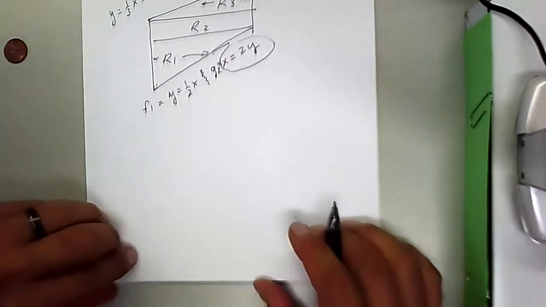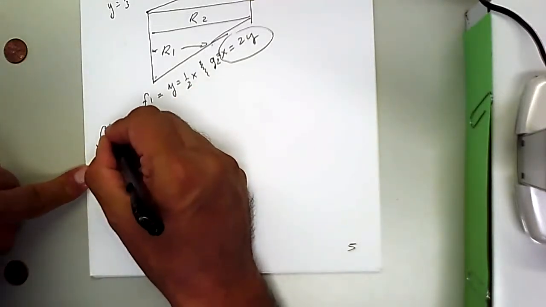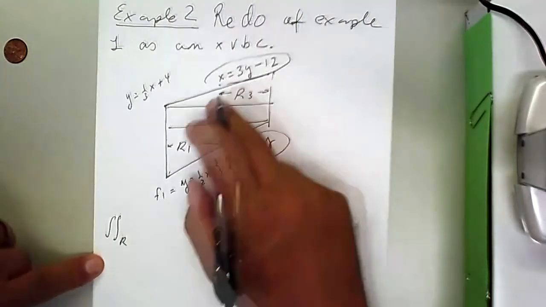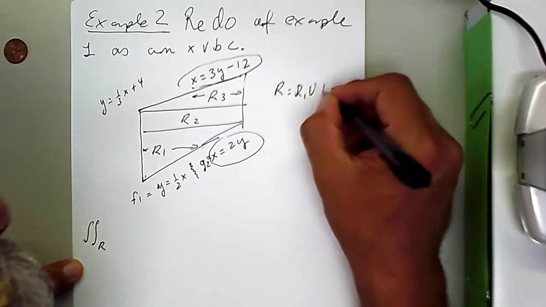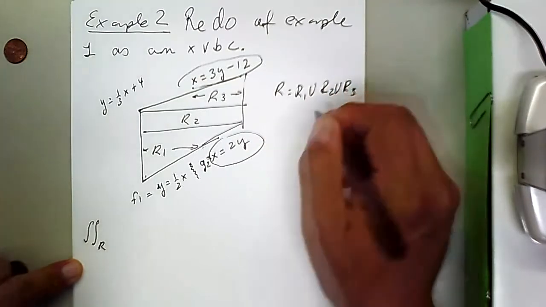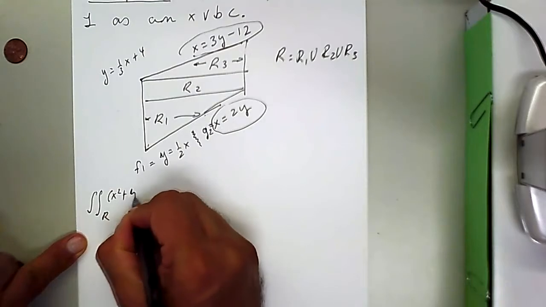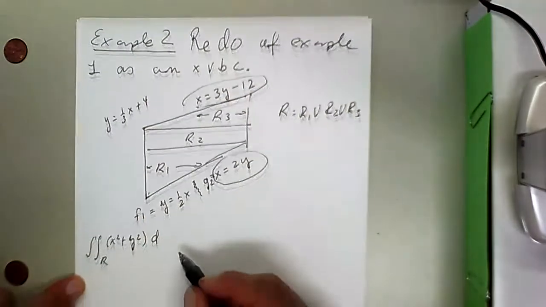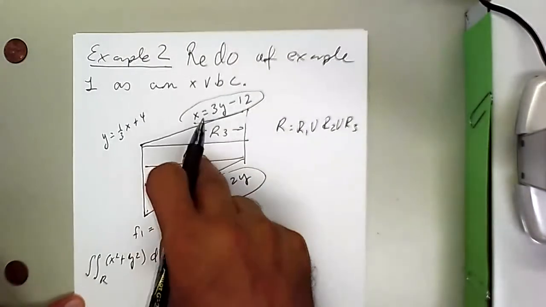Okay, so let's set it up. We have the double integral over the total region. So R is going to be all of it. R equals R1 union R2 union R3 of x squared plus y squared. Same function we did in example 1. dA. So this is a double integral with respect to the area, this area.